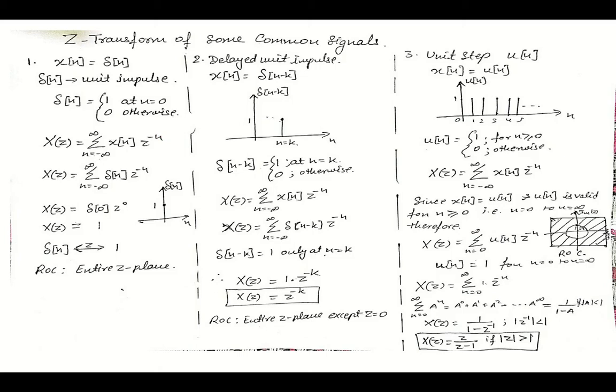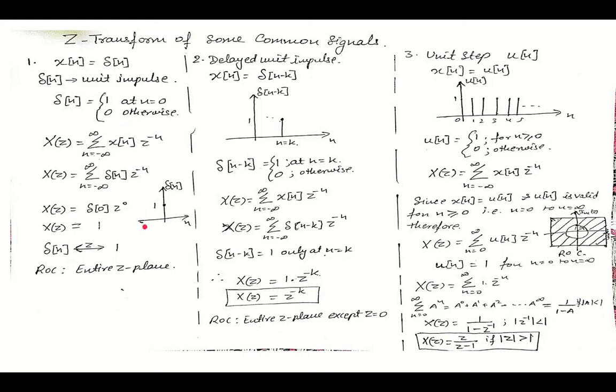In this lecture, we are going to discuss Z transform of some common signals. The first and foremost signal we are taking is the unit impulse, that is δ[n]. If we are given x[n] equal to δ[n], this δ[n] has a property that its value is 1 at n equal to 0 and it is 0 otherwise.